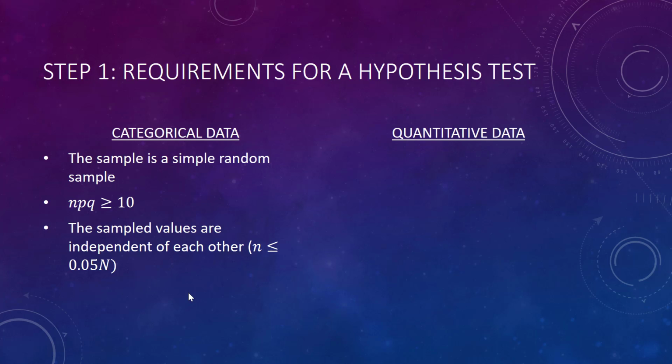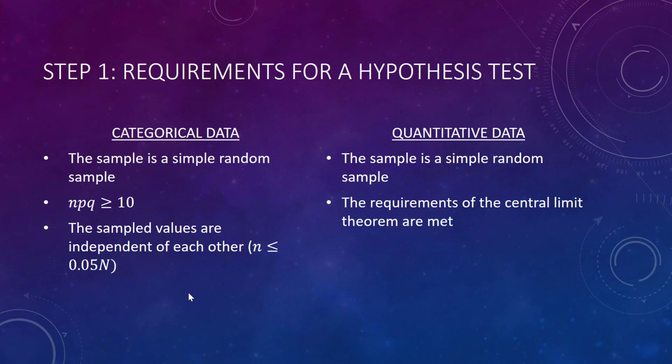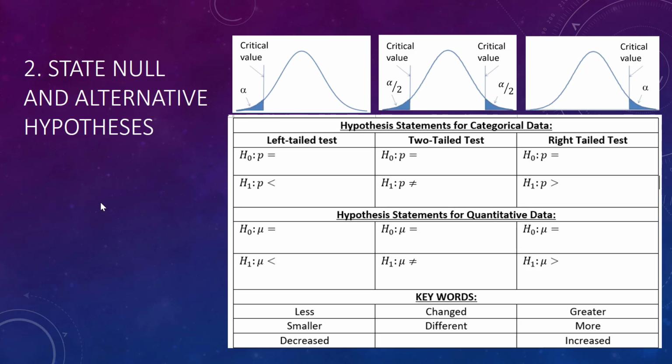If you're working with quantitative data, again, the sample has to be a simple random sample. The requirements of the central limit theorem have to be met, and the sample values must be independent of each other. The next step is to state the null and alternative hypotheses. As you can see from this diagram, there are three types of tests. There are left-tailed tests, right-tailed tests, and two-tailed tests.